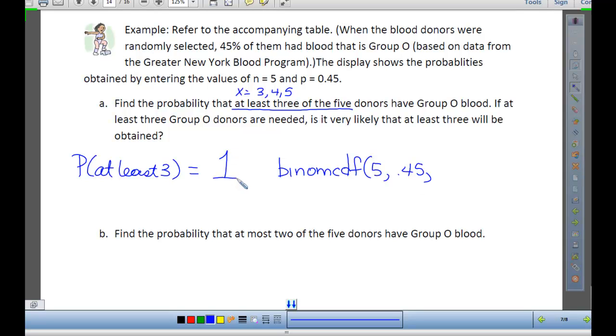We're going to say 1 minus binom CDF of 5, 0.45, 2. This piece equals the probability of 0 plus the probability of 1 plus the probability of 2. These are the things that are not included in at least 3. So I'm using binom CDF to gather all that up for me, and then I'm subtracting that from 1. Okay, kind of still using that complement rule, except going beyond just at least 1. So let's do it on the calculator.